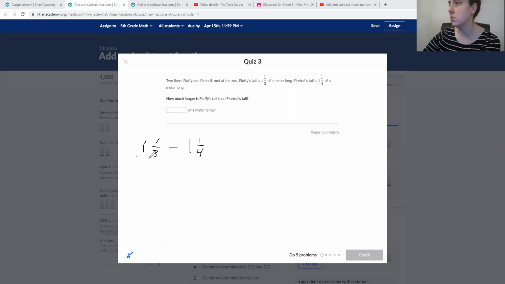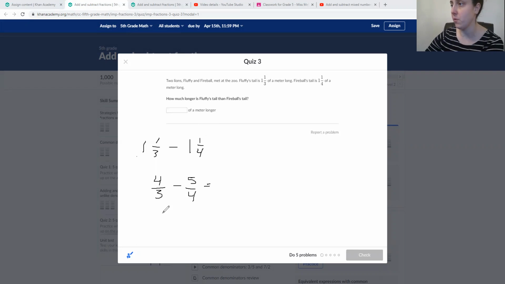Okay. So let's go ahead and change these both to improper fractions. So 3 times 1 is 3 plus 1 is 4. So Fluffy's tail is 4/3. And Fireball's tail, we'll do 4 times 1 is 4, add 1 is 5. So Fireball's tail is 5/4. And we need to figure out what the difference is. Now that we have this set up, it's the same as all the questions that we've done on Tuesday and on Wednesday.